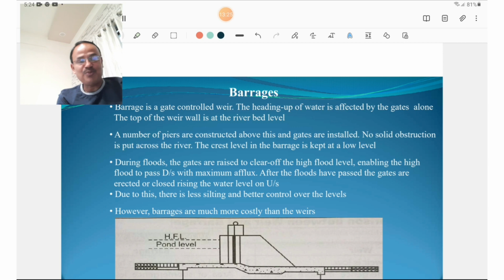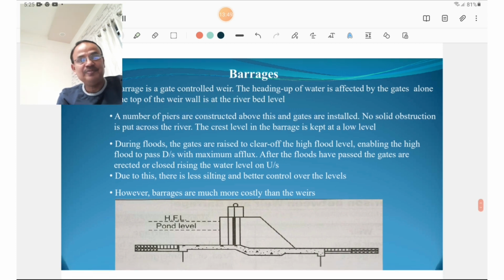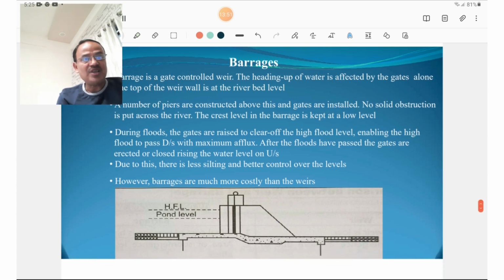Then we are going to discuss the second part. Weirs are the first part and barrages are the second part. What is the difference between a weir and a barrage? The basic difference is that gate controlled weirs are termed barrages. A barrage is a gate controlled weir. The heading up of water is affected by the gates alone. The top of the weir wall is at the river bed level. A number of piers are constructed above this and gates are installed. No solid obstruction is put across the river.